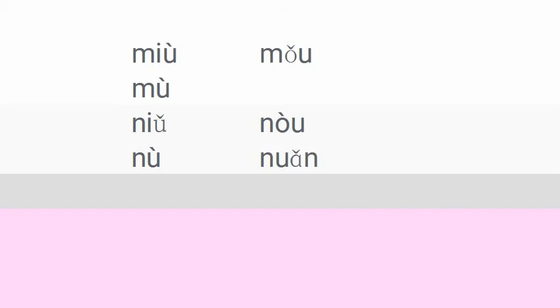Nuan is pronounced as Nuan. Nuo is pronounced as No. Please compare the pronunciation of this Nuo with Nou before.